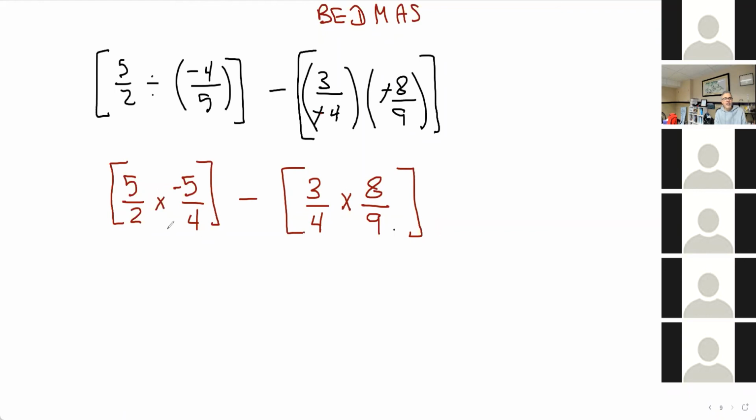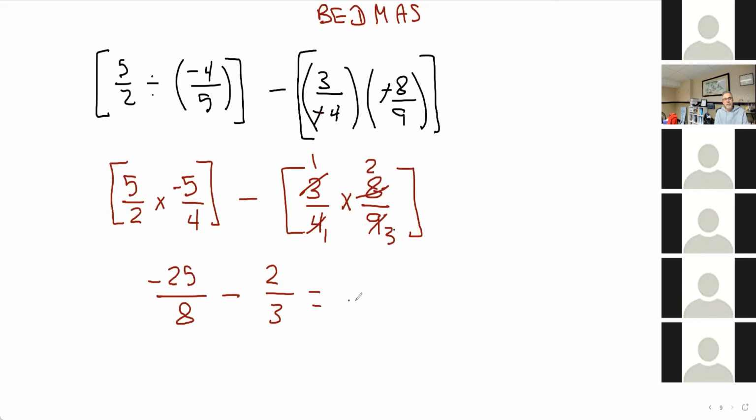So let's do this brackets first. Can we reduce diagonally? No, we can't. So the only thing we're left with is to multiply tops, negative 25, and multiply bottoms, that's 8. Here, if we want to reduce, yes, we could reduce. 4 goes into itself once, goes into 8 twice. 3 goes into itself once, it goes into 9 3 times. Now this becomes minus 2/3, because 1 times 2 is 2 on top, 1 times 3 is 3 on the bottom.